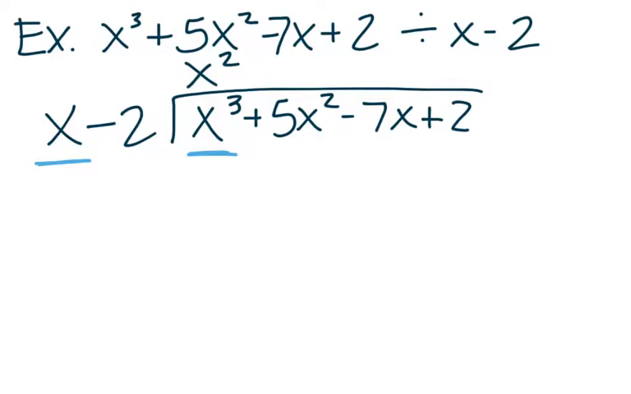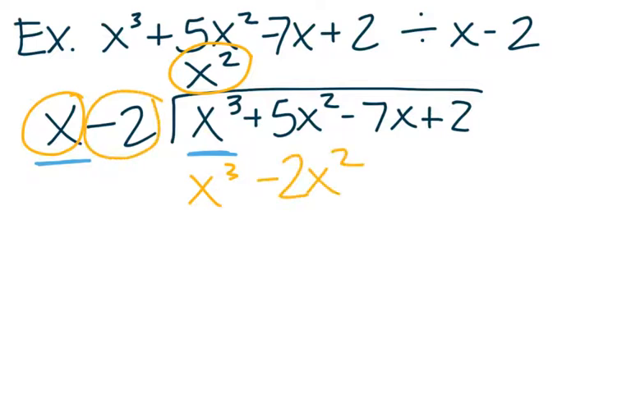Whenever you write something up top, you're going to multiply it by the divisor. So an x squared times an x is an x cubed. An x squared times a negative 2 is a negative 2x squared. Okay, and then I'm going to change everything to the opposite sign, because that's what you do in long division. X cubed minus x cubed cancels out. 5x squared plus 2x squared is a 7x squared.